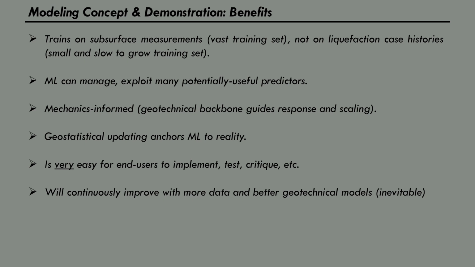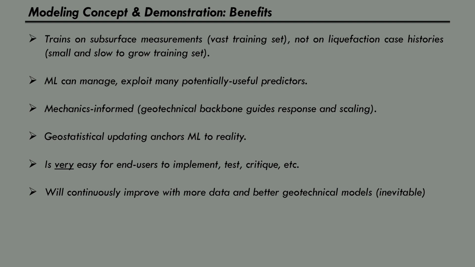So to try to summarize some of the benefits of what we have done versus prior regional scale models, first of all, we're training on subsurface data, of which there are conceivably millions or tens of millions of subsurface tests. We're not training on liquefaction observations, which are pretty slow to grow. We're using machine learning, which I think can manage and exploit the predictive information hopefully pretty well.